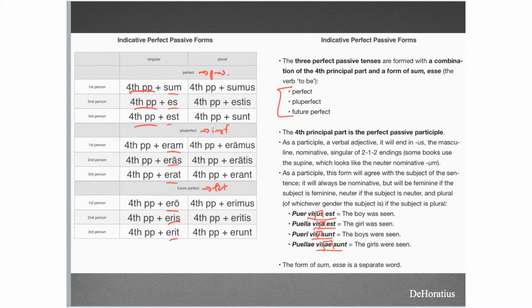Those will only be nominative. They will not use the other cases when they're used in these perfect passive forms. But they will change based on the subject. They will agree with the subject, whatever the subject is, masculine, feminine, neuter, singular, plural, etc.